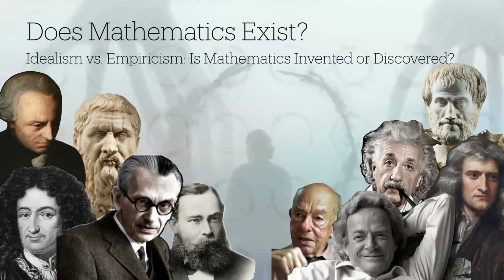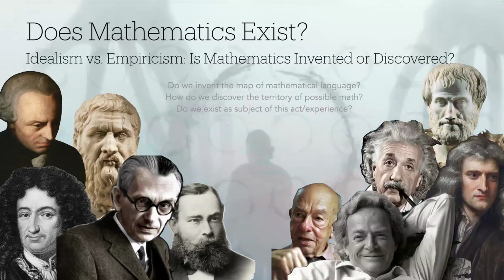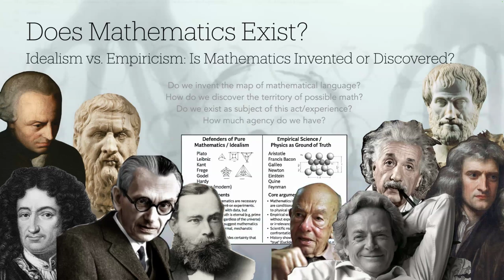They're going to tackle whether we invent this map. Is it the map of mathematical language versus a territory? Is there some kind of implication of us being agents within this sort of simulation, experiencing mathematics? And how much agency do we really have? There are usually those two camps, and you recognize the faces. Let's call them the idealists versus the empiricists, Plato versus Aristotle, more or less. I'm going to try and sidestep this usual picture.